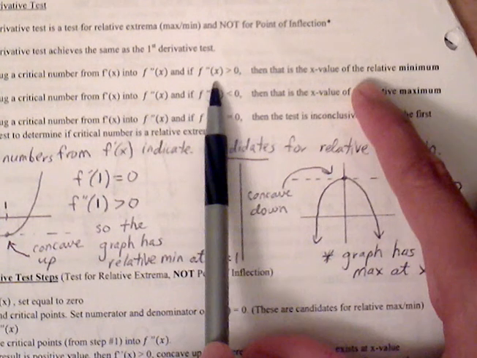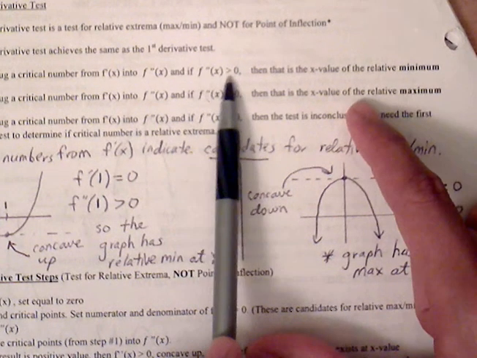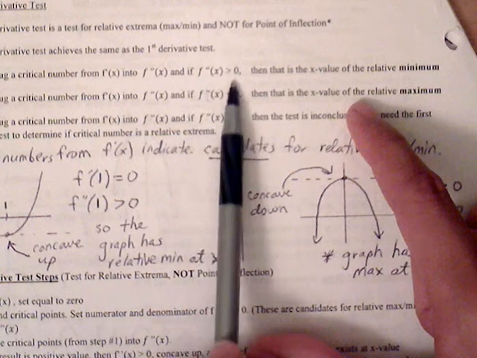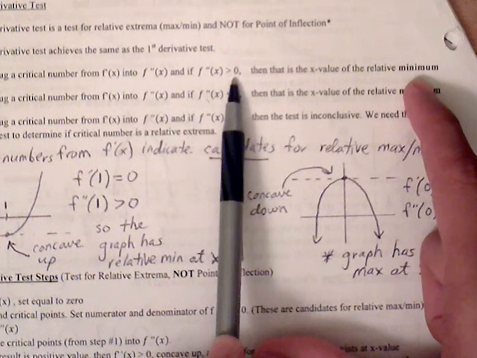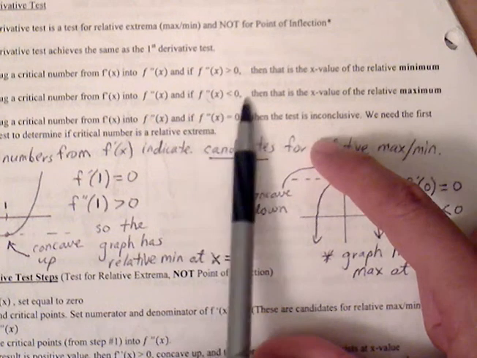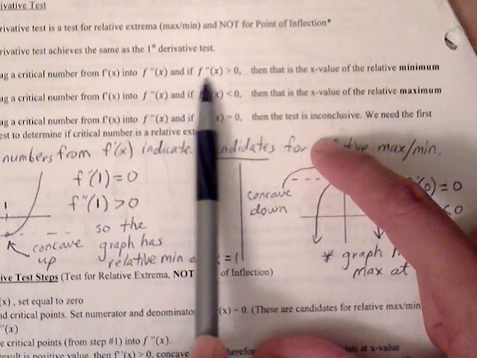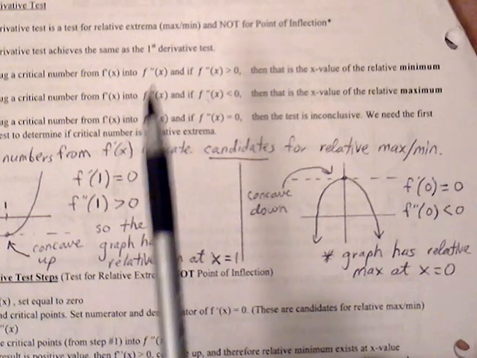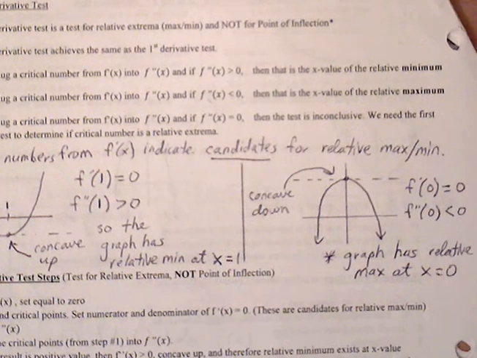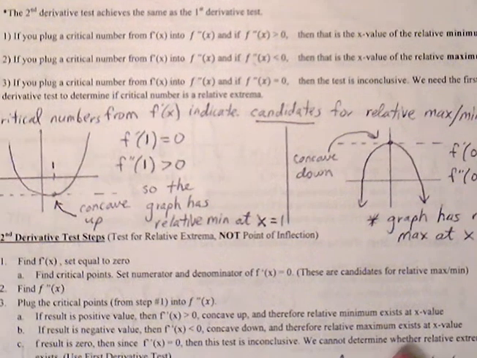Now, it may seem kind of strange that a negative value will produce a relative maximum. Sorry, a positive value will produce a relative minimum, and then concave down, where f double prime is negative, will produce a relative maximum. That seems kind of strange, so I wanted to give you a visual as to why that's the case.